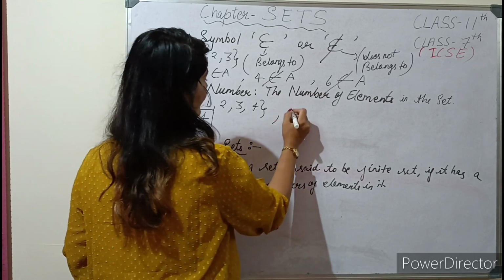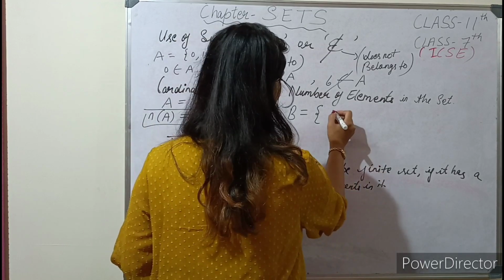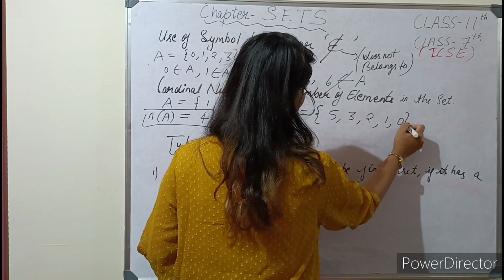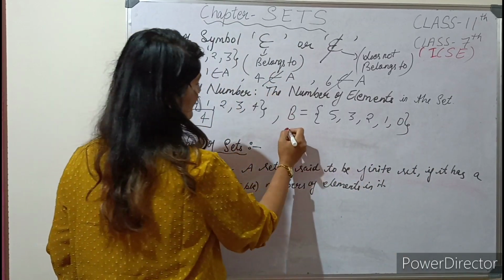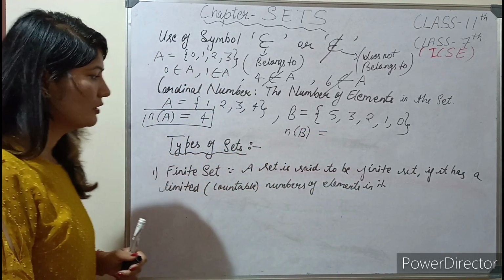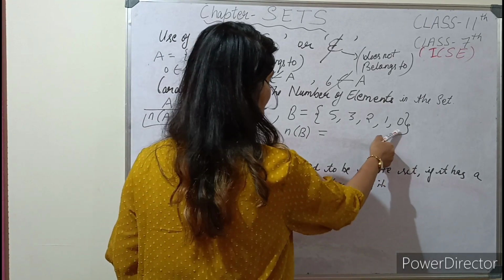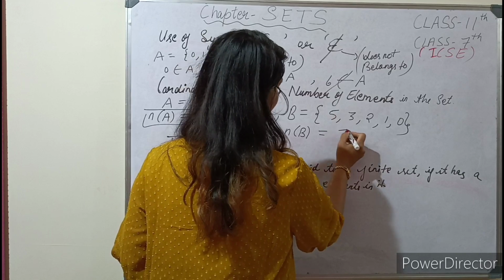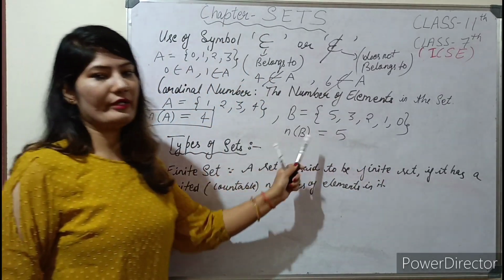In a similar way, if I take one more example, suppose B is a set of the numbers 5, 3, 2, 1, 0. Now if you have to find the cardinal number for the set B, you will write n and bracket B. Here you have to just count the number of elements: 1, 2, 3, 4, 5. So the cardinal number for the set B is 5.